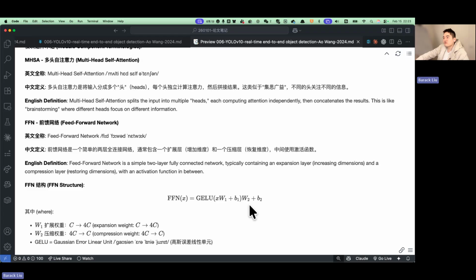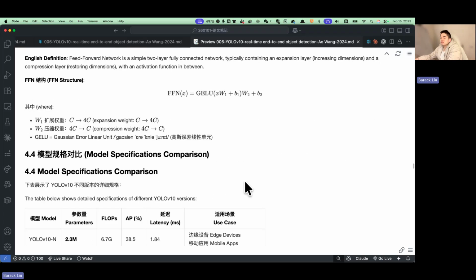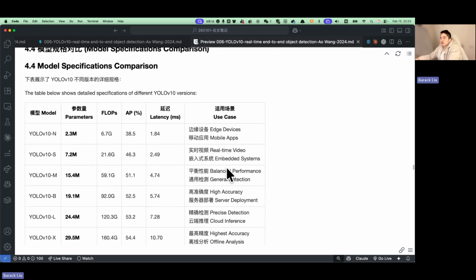FFN, feed-forward network. Feed-forward network is a simple two-layer, fully connected network, typically containing an expansion layer, which is increasing dimension, and a compression layer, which is restoring dimension, with an activation function in between. Okay, and here's some model specification comparison.